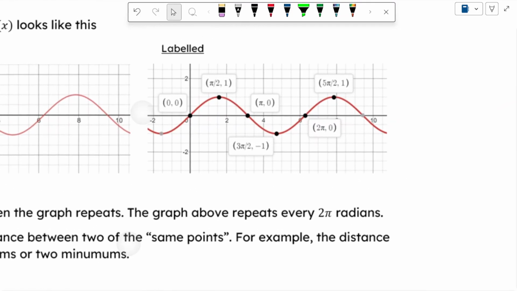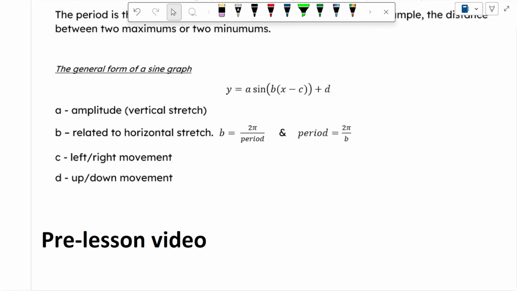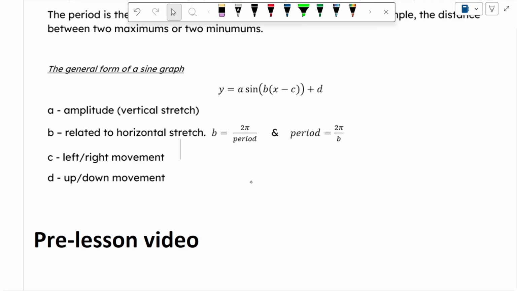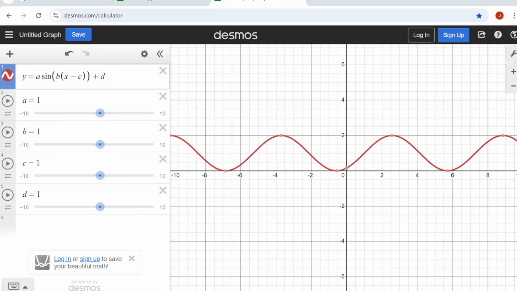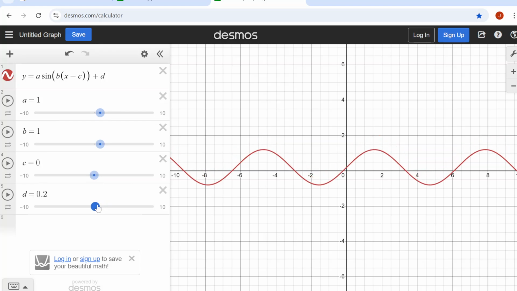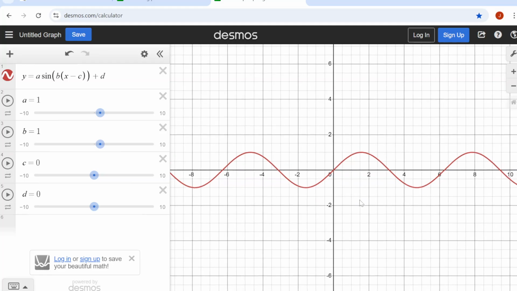So that's what it looks like, and we do various translations to it. That's the full selection of translations we do. The A value changes the stretch. B will squish and stretch it horizontally. C will move it horizontally, and D will move it up and down. Now, if we look on Desmos, normally C and D are 0 on a sine graph, and A and B are 1. That's the starting point.